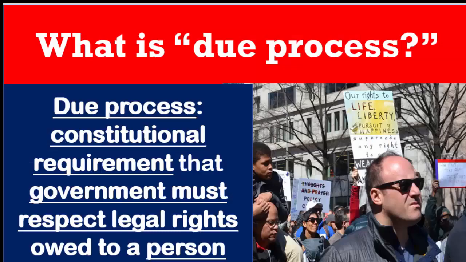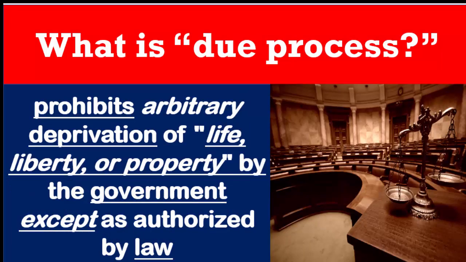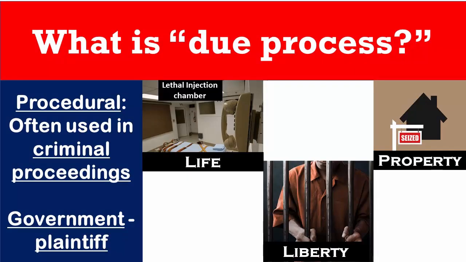If you look up a definition, you might get something like a constitutional requirement that the government must respect legal rights owed to a person. Another way to define due process is that it prohibits, quote-unquote, arbitrary deprivation of life, liberty, or property by the government, except as authorized by law. In other words, the government better have a good reason and the law to back them up when denying, quote-unquote, life, liberty, or property.